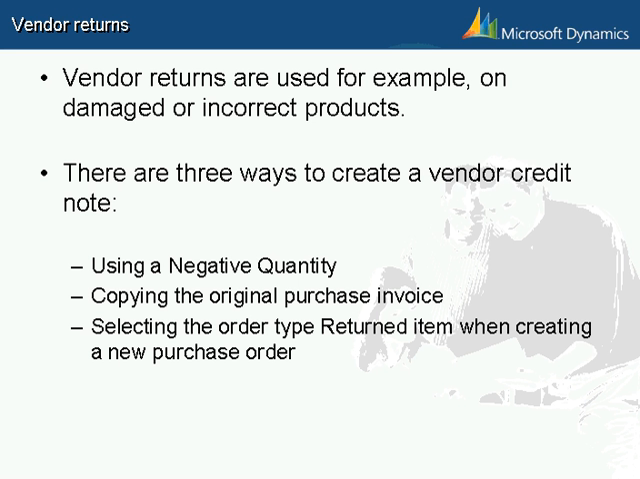The credit note is created from the original purchase invoice. Selecting order type returned item. The purchase order type is selected as returned item and not as purchase order.